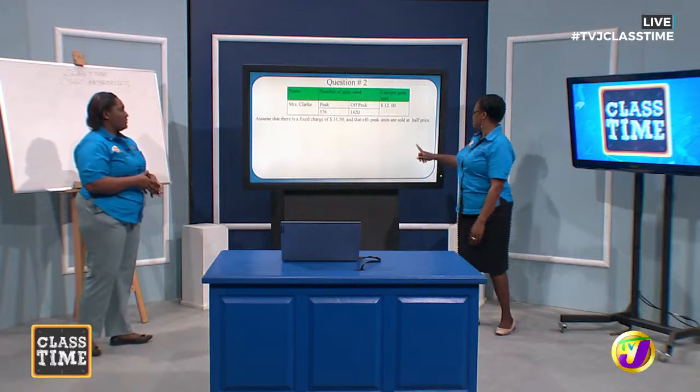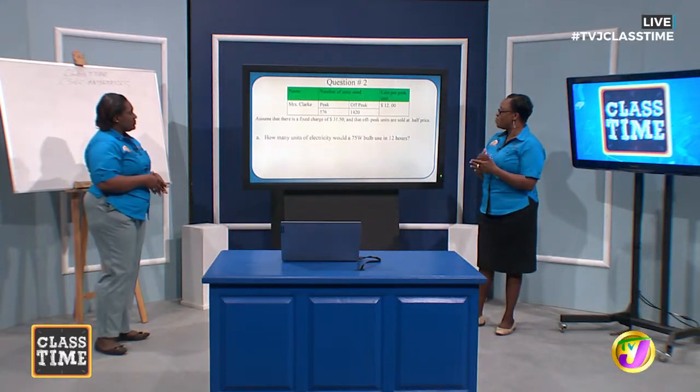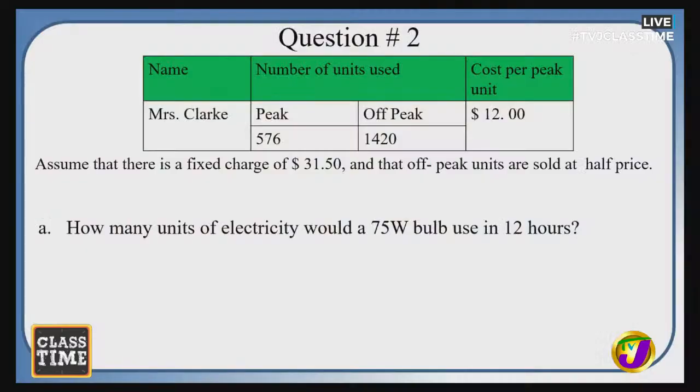Energy consumption. Okay, so let's go into solving. How many units of electricity would a 75-watt bulb use in 12 hours? If you have more than one bulb, then you can do the calculations. If you just have one bulb, we're going to find out, if you leave that bulb on for 12 hours straight, how much you'd have to pay.